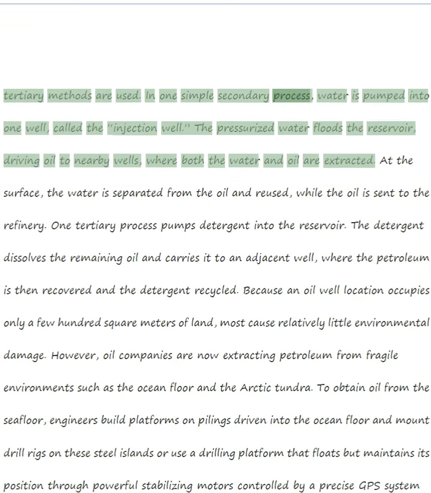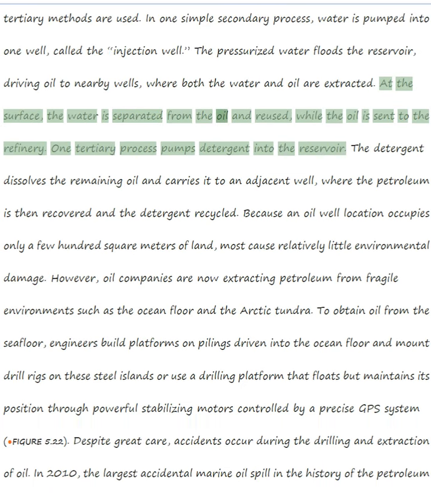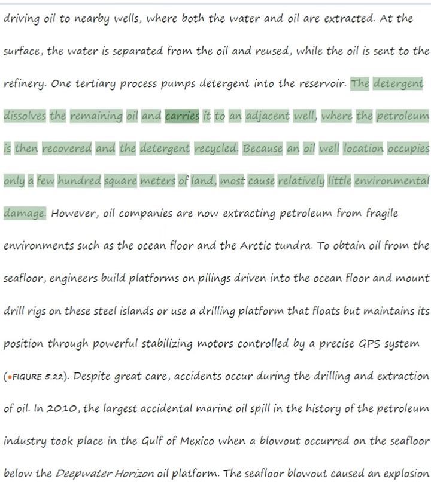In one simple secondary process, water is pumped into one well, called the injection well. The pressurized water floods the reservoir, driving oil to nearby wells, where both the water and oil are extracted. At the surface, the water is separated from the oil and reused, while the oil is sent to the refinery. One tertiary process pumps detergent into the reservoir. The detergent dissolves the remaining oil and carries it to an adjacent well, where the petroleum is then recovered and the detergent recycled.